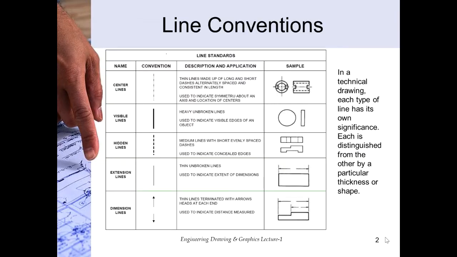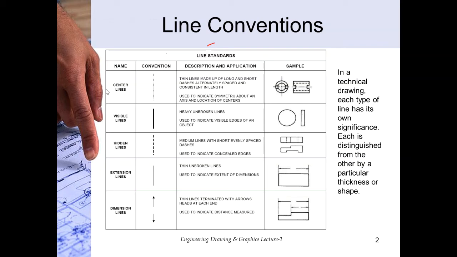In a technical drawing, each type of line has its own significance. Each is distinguished from the others by a particular thickness or shape. In a technical drawing, there are many types of lines. These are the five main lines that we are going to discuss today. There are many other lines as well, but these are the five main types that you will probably find in every single technical drawing. Each line has its own significance, use, and purpose, and they differ from each other in their particular thickness or shape.